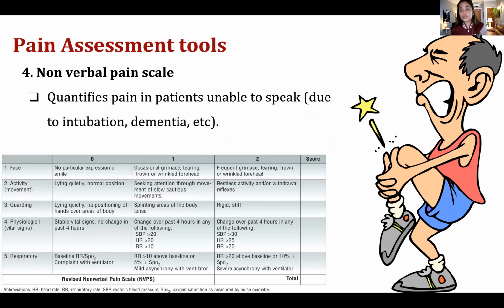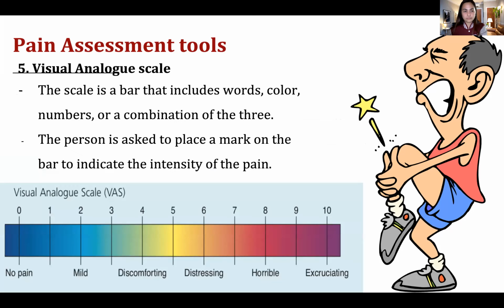Nonverbal, this is for adult patients who are not speaking, like patients who are intubated and patients who are demented. We also have the visual analog scale. The scale is a bar that includes words, color, numbers, or a combination of the three. So 0, if you notice the color, is no pain, the blue one, and then it goes to the excruciating pain.